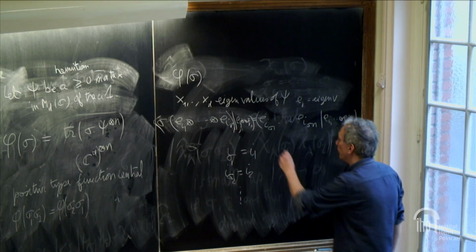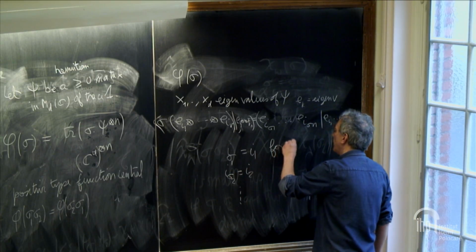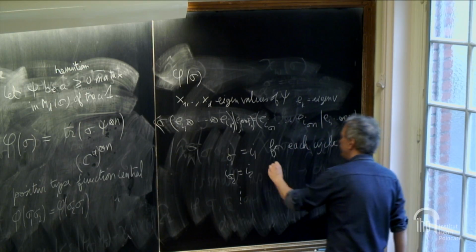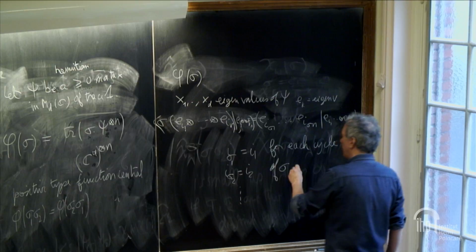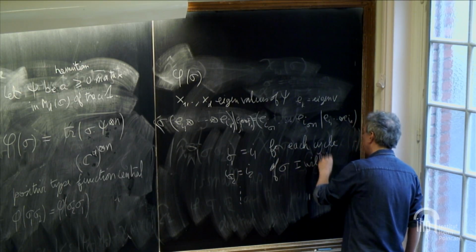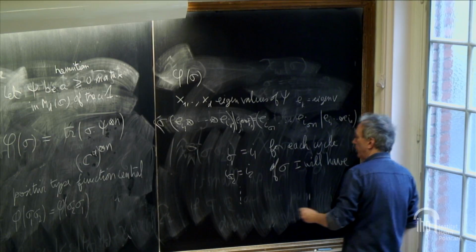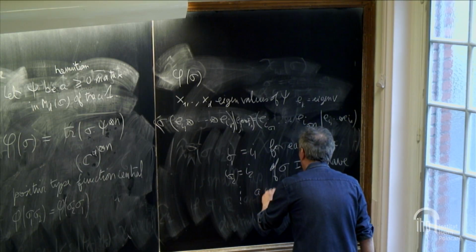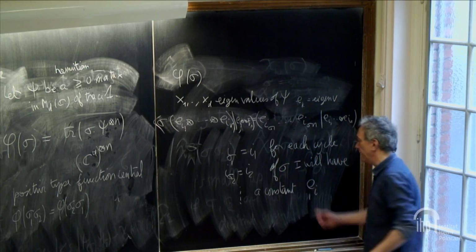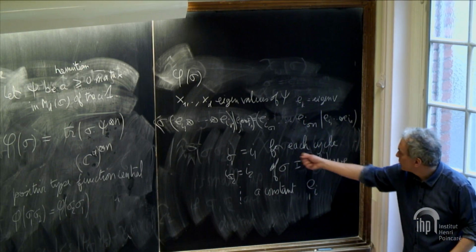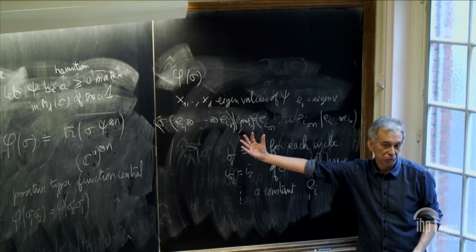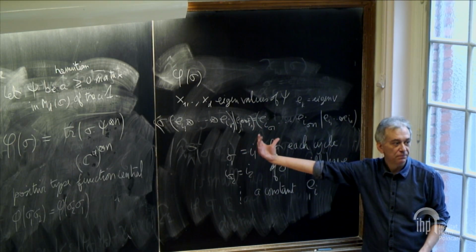This means that for each orbit of the permutation, so for each cycle of sigma, I will have a constant, some constant vector e_i. The i will be the same in each cycle of the permutation. If not, then the contribution is 0. Okay?